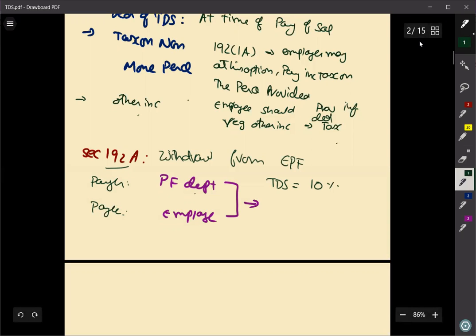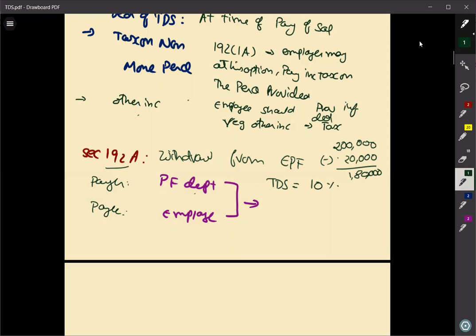So suppose your balance in the Provident Fund account is 2 lakhs. On this 2 lakhs, the department will deduct 10% TDS, that means 20,000 rupees, and they will pay you 1,80,000. That's what the provision says.